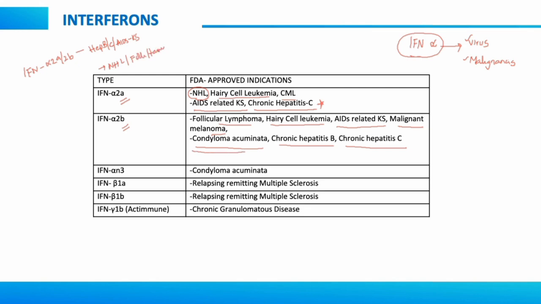Nowadays we are using it even in resistant cases which are not responding to podophyllin. Podophyllin is the drug of choice for condyloma acuminata, but in resistant cases we are giving interferon alpha 2B, and even interferon alpha N3 is also in common practice.